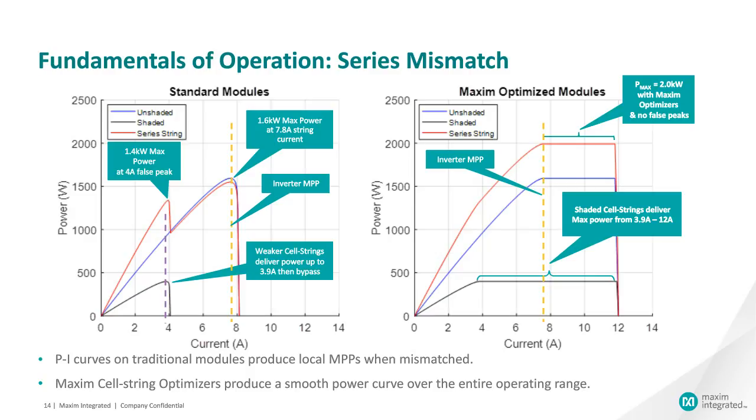When you add Maxim ICs to a module, what you get is the PI curve on the right. So you have a large low slope region where all the cell strings can contribute power to the entire system. So the shaded cell string is going to contribute power from 4 amps to 12 amps at its own maximum power point. The unshaded string is going to be at the unshaded maximum current, and the two together have a single maximum power point.